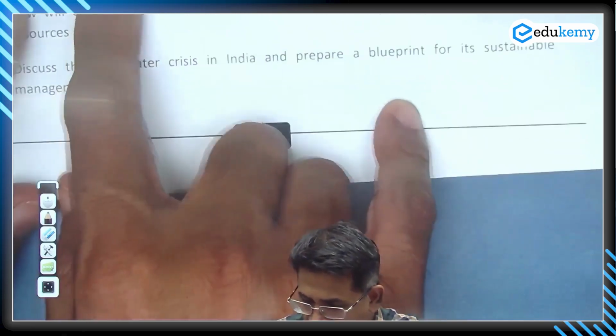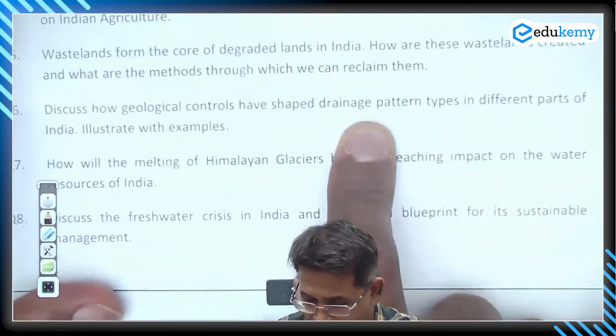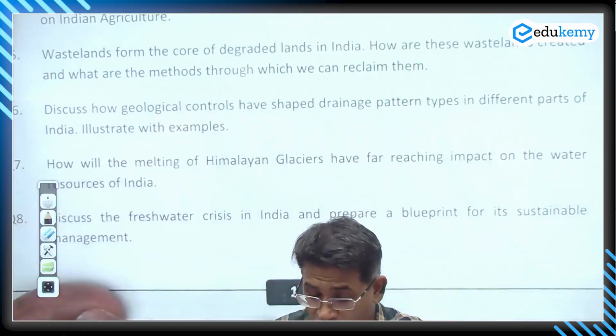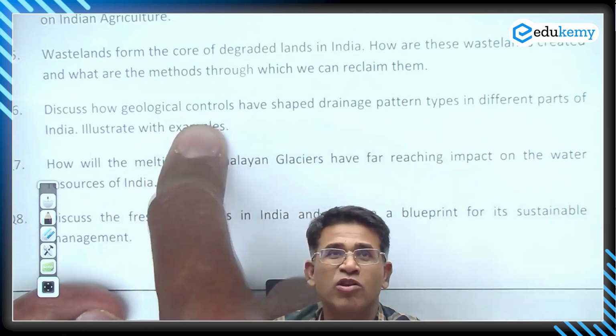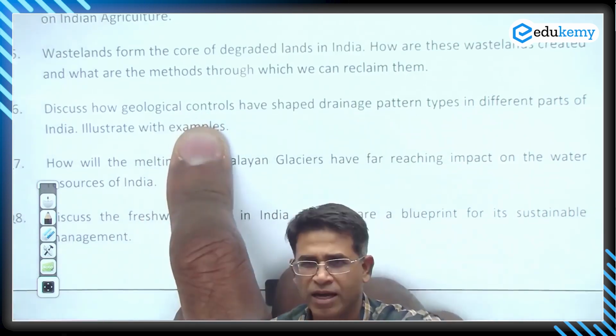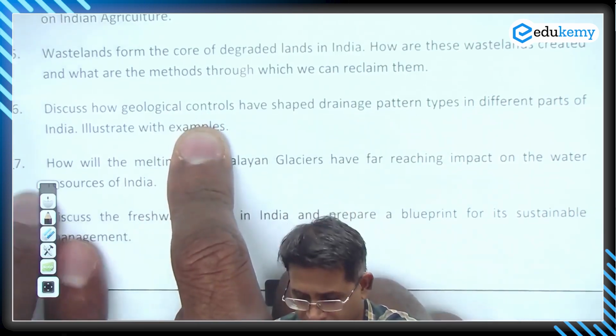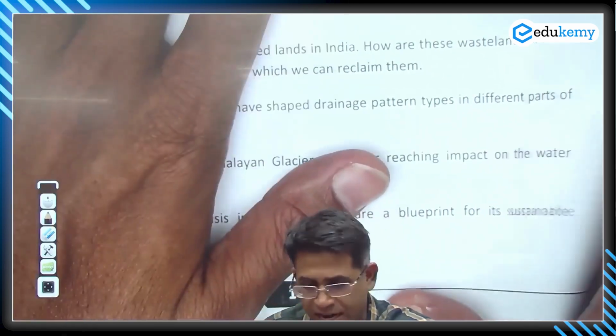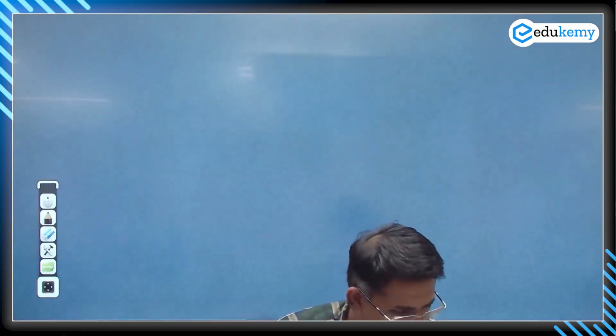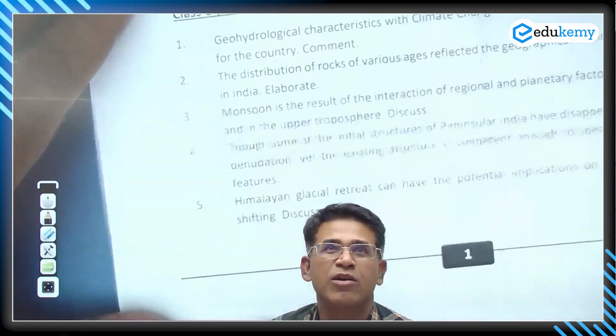Okay, the glacial control shapes the drainage patterns. Sorry, the geological controls: hard rock, soft rock, uniform rock. I told you this last time, steep slopes, okay? So you look this up, straight answers. I would discuss these questions. These 5 are my agenda. Let's start off now.